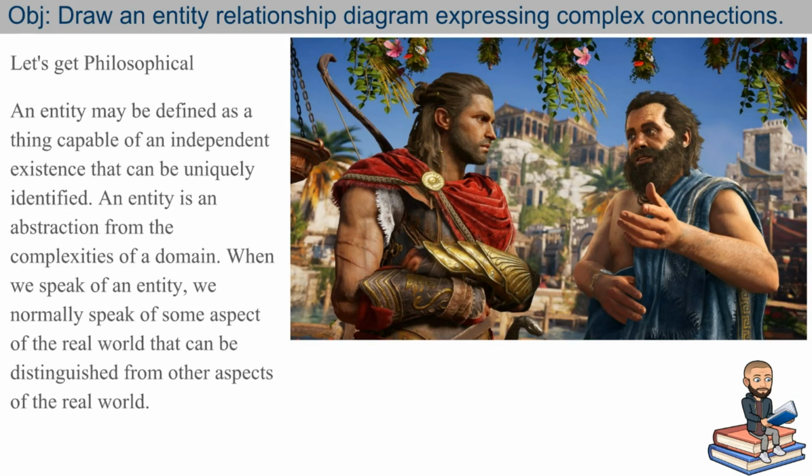And before I wrap this up, let me just get really philosophical for a moment. It says here that an entity may be defined as a thing capable of an independent existence that can be uniquely identified. An entity is an abstraction from the complexities of a domain. When we speak of an entity, we normally speak of some aspect of the real world that can be distinguished from other aspects of the real world.